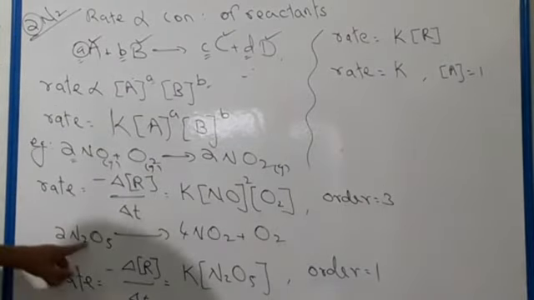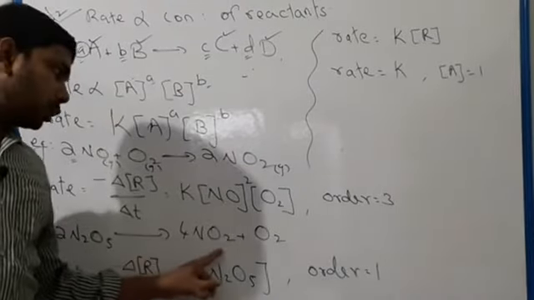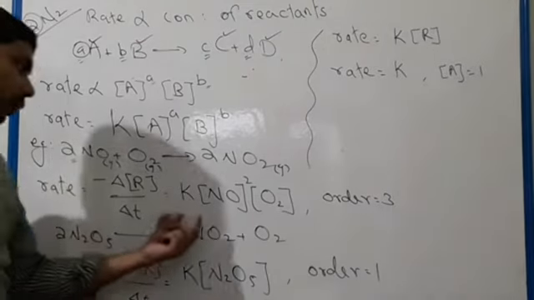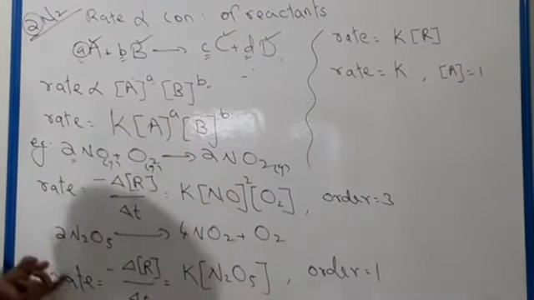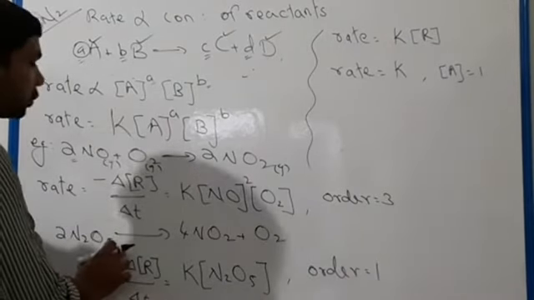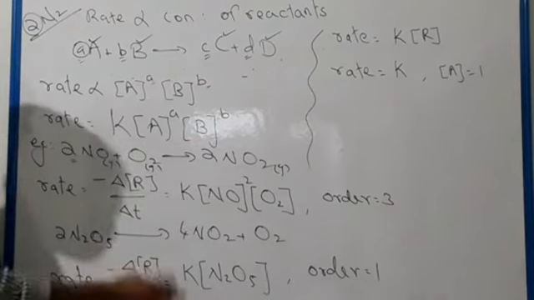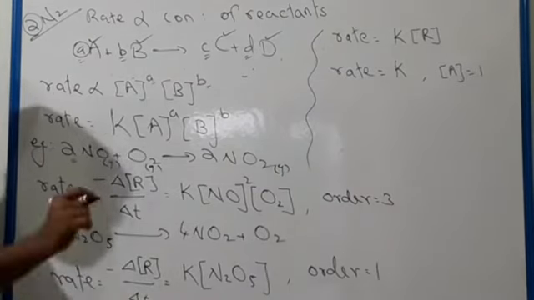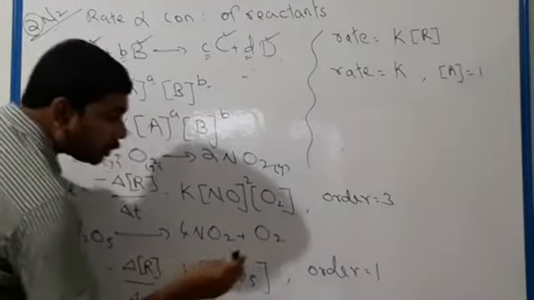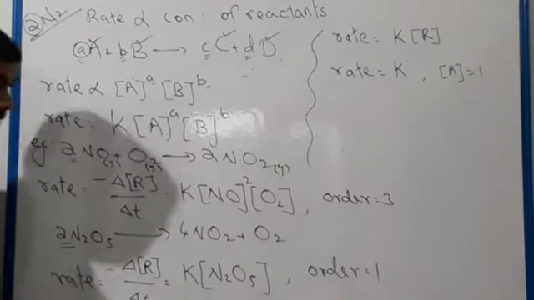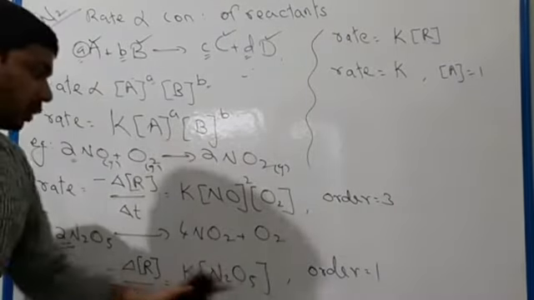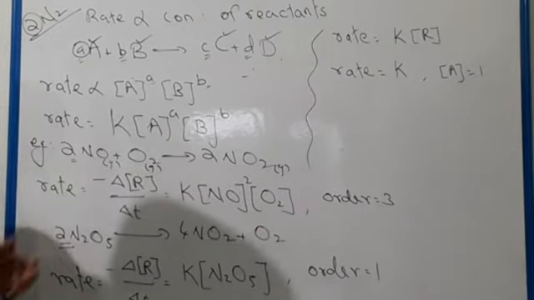Another example, 2N2O5 giving 4NO2 plus O2. Here rate of reaction will be equal to k times concentration of N2O5. Listen carefully, here the coefficient is 2, but we will not write coefficient 2 over here. This is a first order reaction. We will discuss what order of reaction is.